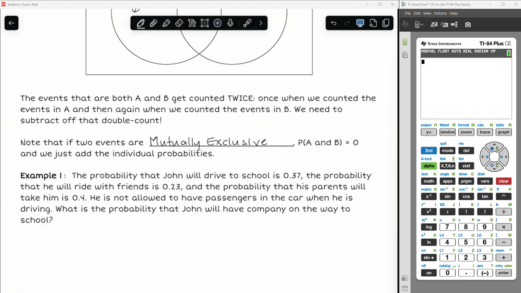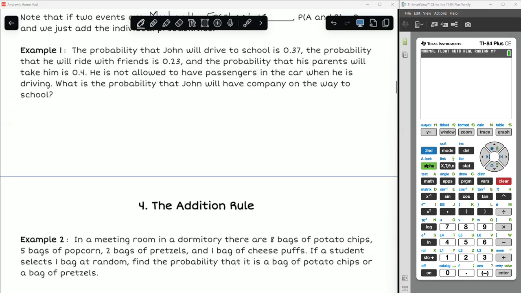So let's go ahead and do some examples so we can practice. The first example says the probability that John will drive to school is 0.37. The probability that he will ride with friends is 0.23. And the probability that his parents will take him is 0.4. He is not allowed to have passengers in the car when he is driving. What is the probability that John will have company on the way to school?